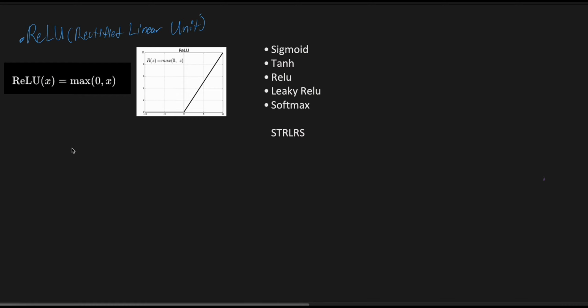Now, the rectified linear unit is perhaps the simplest non-linear activation function used in neural networks. For any positive input, it returns the value directly.